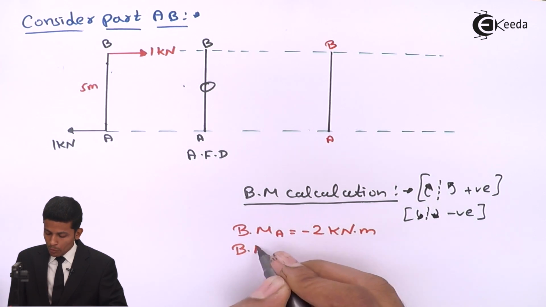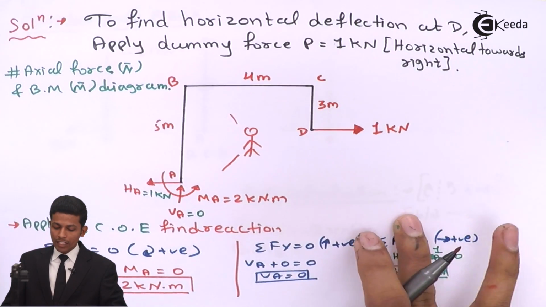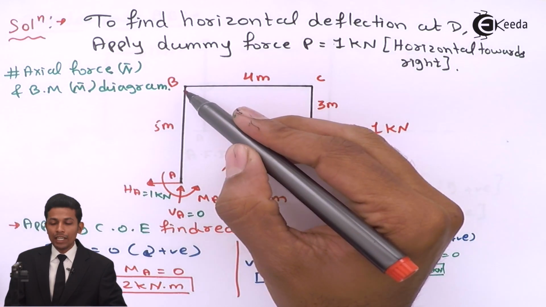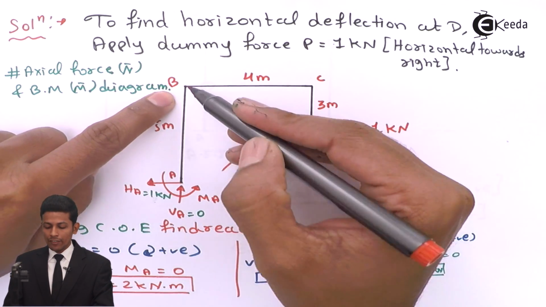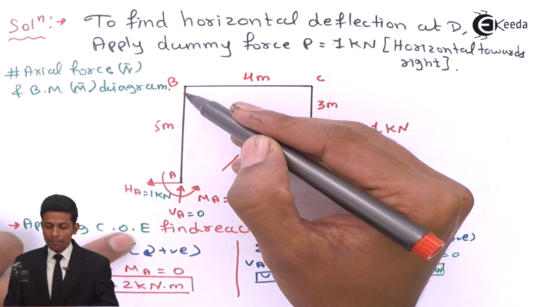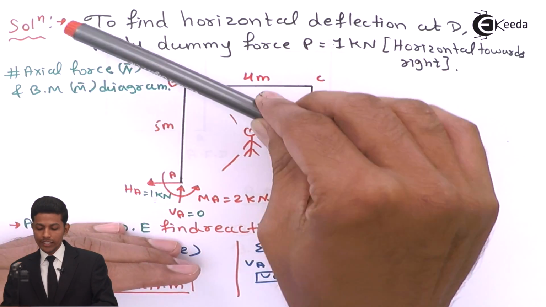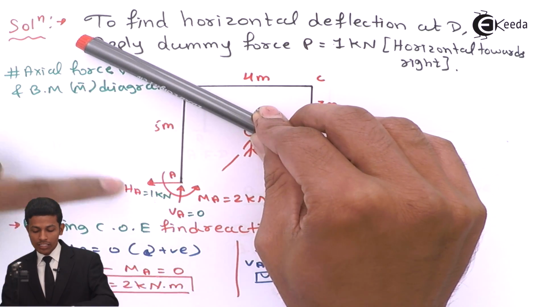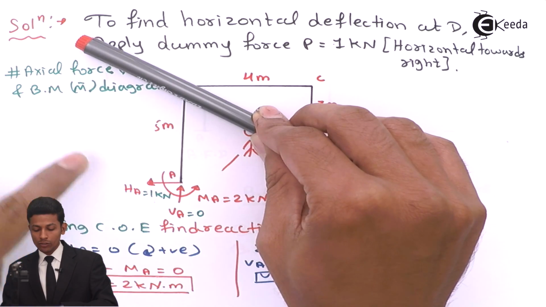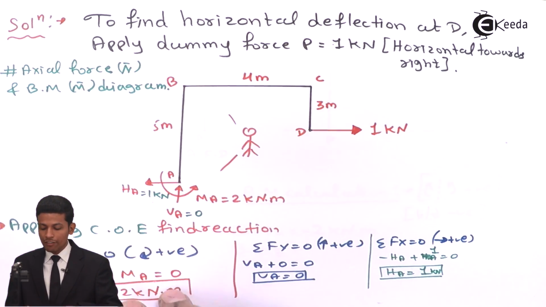Now bending moment at B equals... always see the original diagram. We cut a section at B, and we can consider either AB or BCD. We are considering the AB part only. Taking the section here and seeing from this side, this will be -2. After that, HA acts in this direction, meaning sagging, so -2 plus 1 into this distance, which is 5.